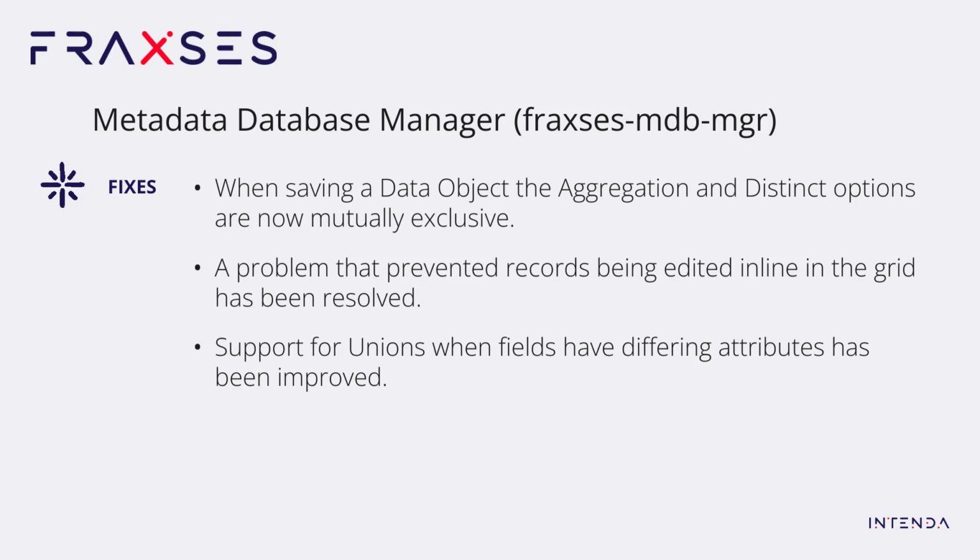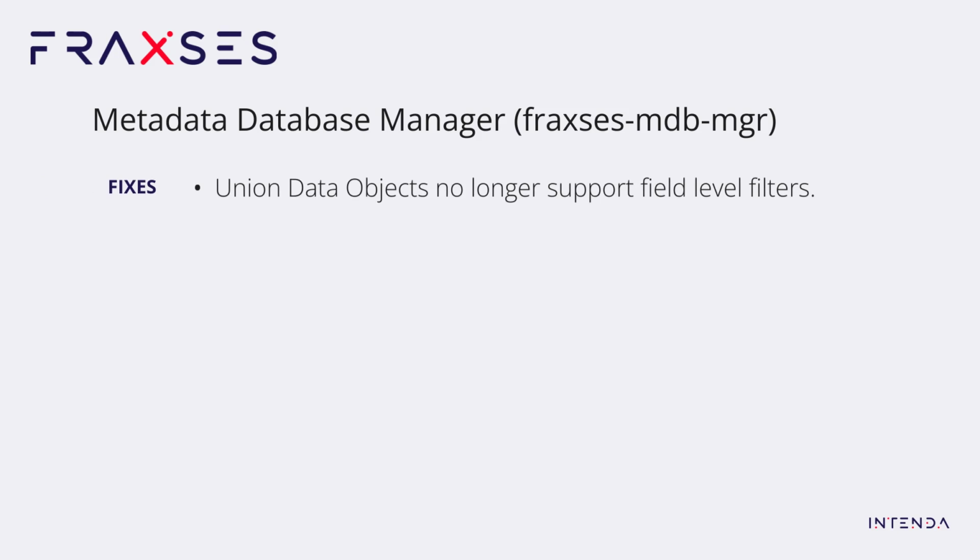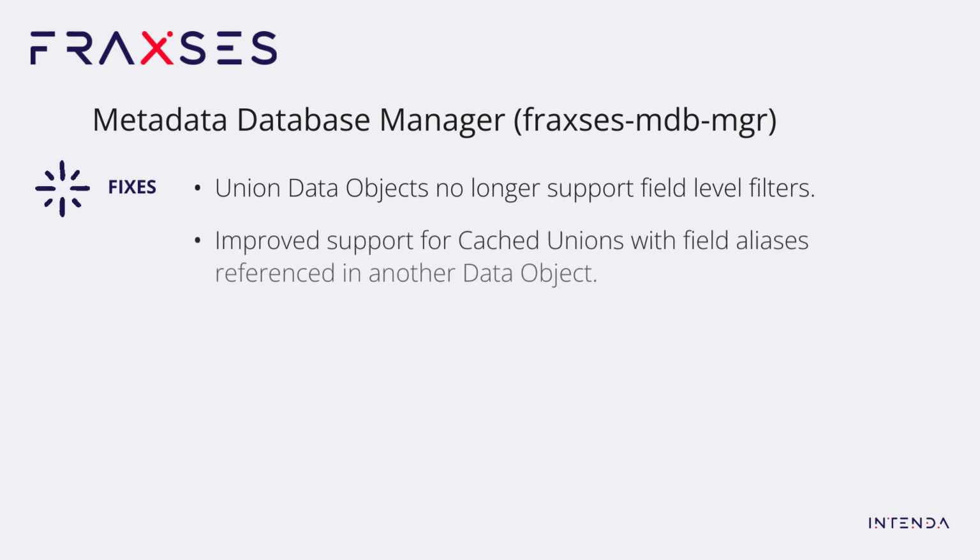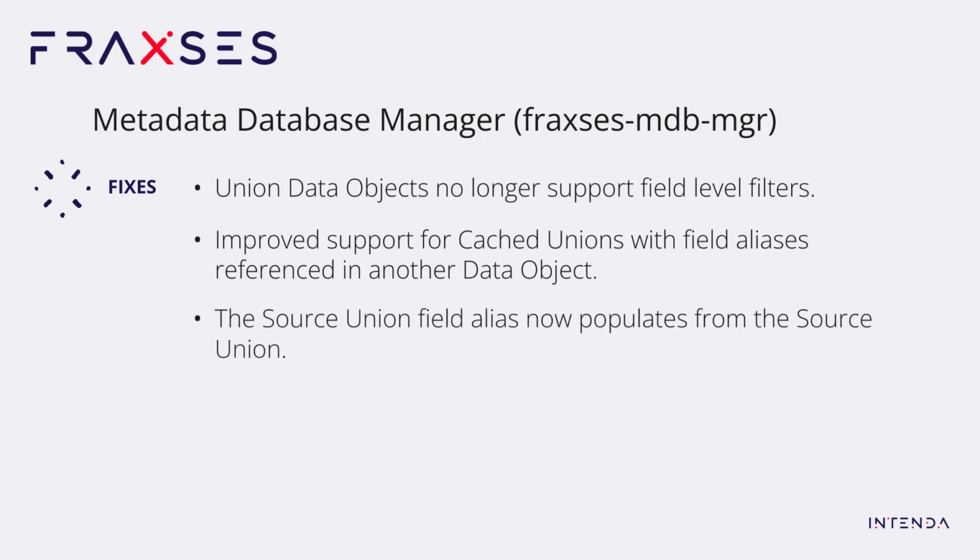Support for unions when fields have differing attributes has been improved. Union data objects no longer support field-level filters. Support for cached unions with field aliases referenced in another data object has been improved. An issue where the source union field alias populated from the dependent data object, rather than from the source union, has been resolved.